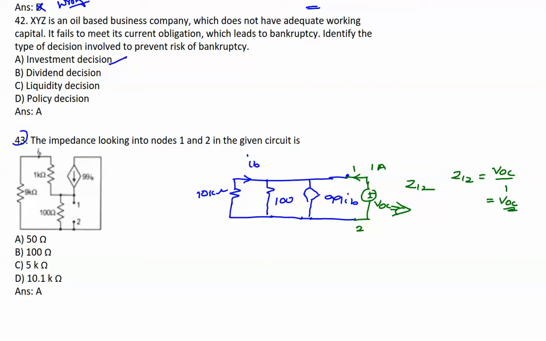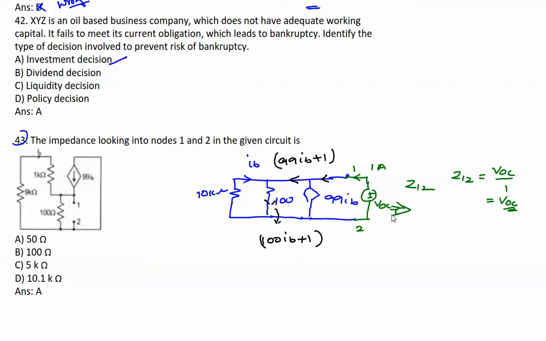Now here the current entering is IB. Now the current entering is 1. So if you apply 1 ampere here, how much current flows here? So 99 IB plus 1 is the current flowing in this branch. Now how much current will flow here? It is 99 IB plus IB, which means 100 IB plus 1, the current flowing here.